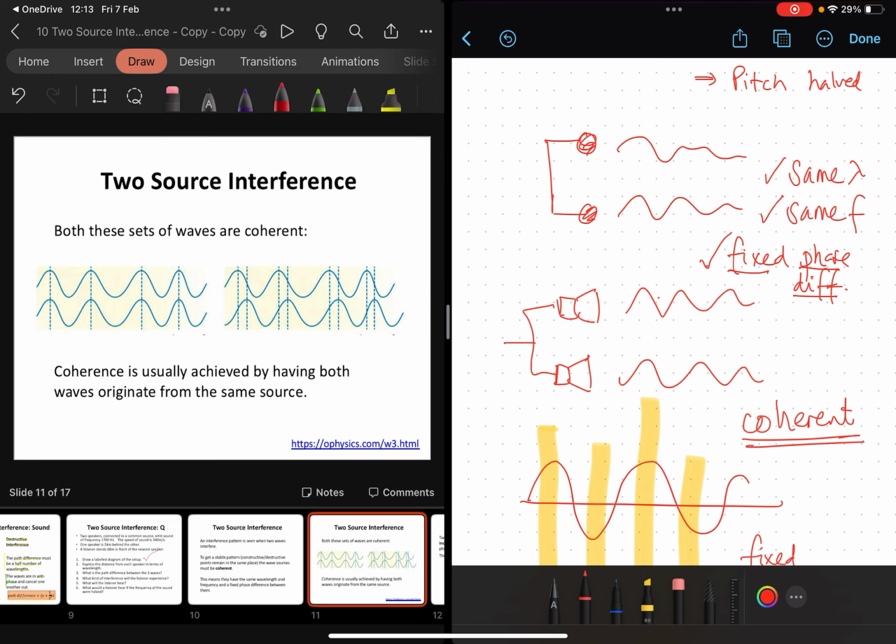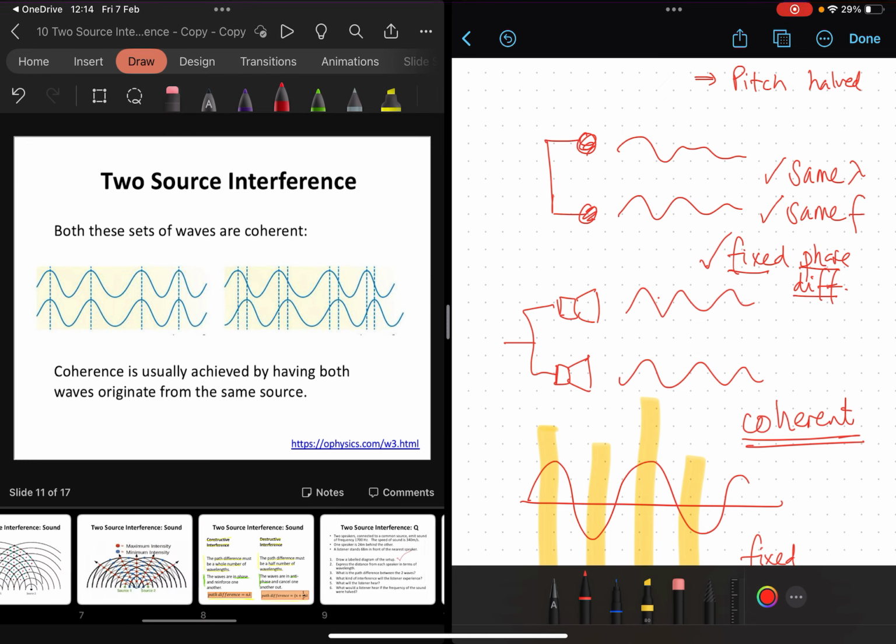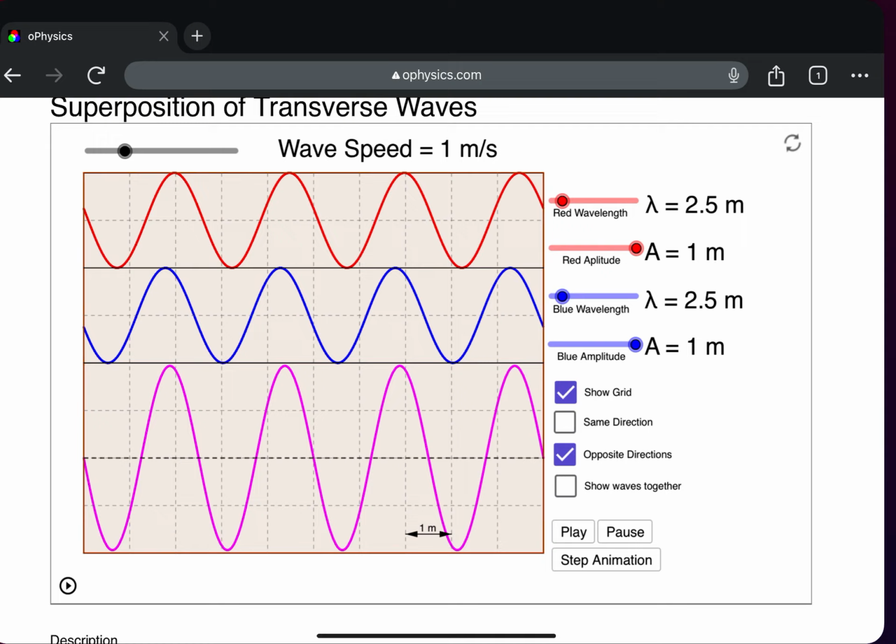Even the diagram on the right is coherent. Do they have the same wavelength and frequency? Actually, they do. Now they are a little bit out of phase, but is the phase difference fixed? It is, and that phase difference is being shown by those dotted lines. The spacing between those pairs of dotted lines is remaining the same, and so those waves are also coherent. And that's important in order to achieve a stable interference pattern.